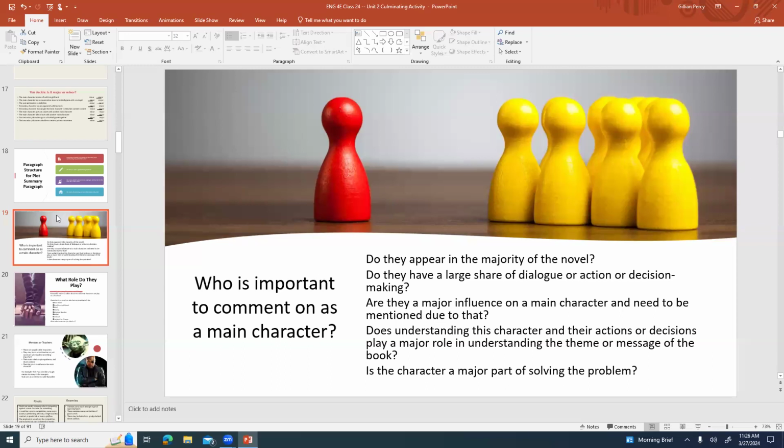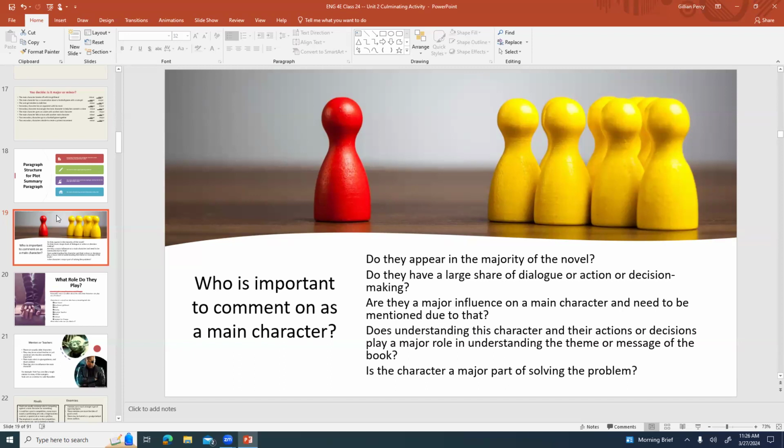They might be kind of a secondary character, but you would still need to mention them if they have a big effect on what the main character does. Does understanding this character and their actions or decisions play a major role in understanding the theme or message of the book? Sometimes somebody may not be in every single chapter, but they really connect to the overall theme, and you'll need to mention them because of that.